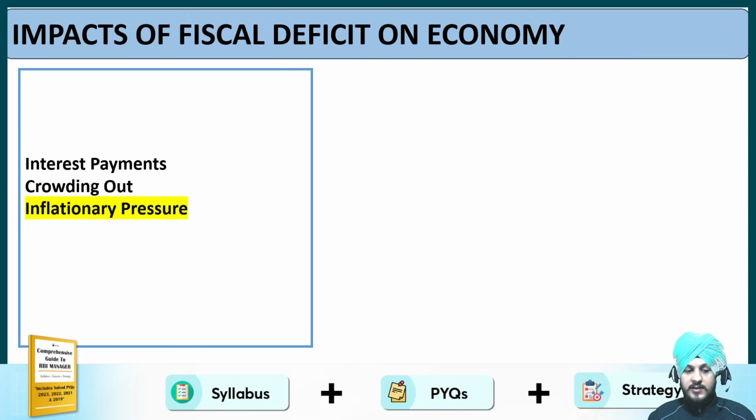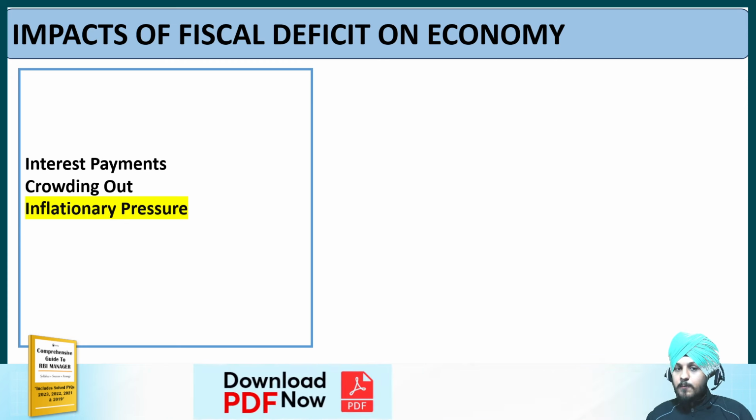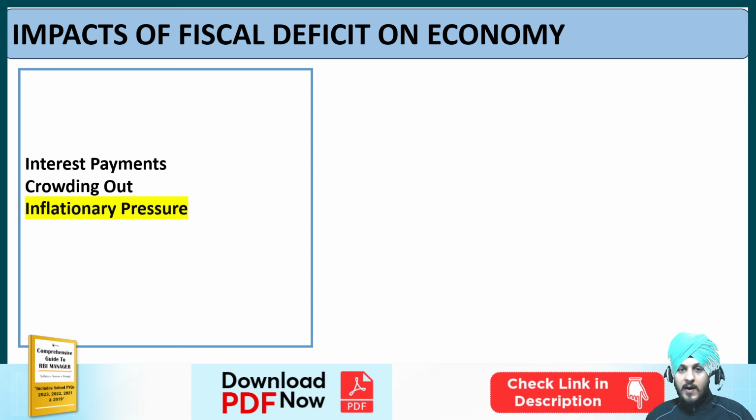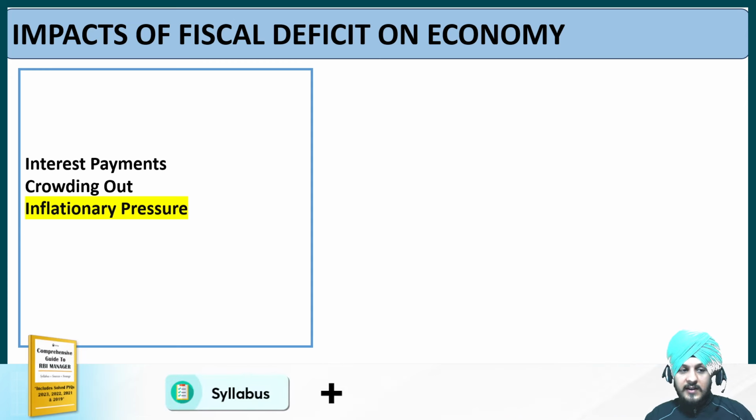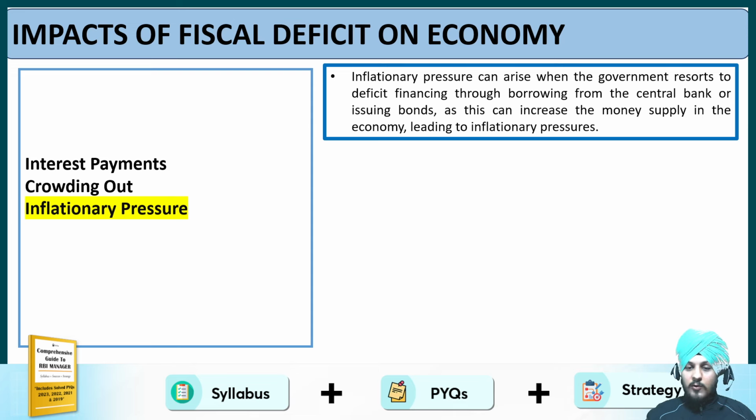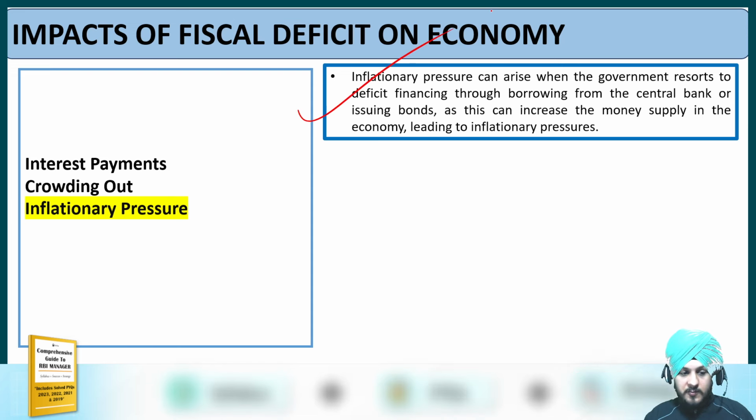The third point is inflationary pressure. We have already seen how fiscal policy plays a role in managing inflation in the economy. So one of the outcomes, or negative effects, of fiscal deficit is inflationary pressure. We have already analyzed that, so there is no need for explanation.